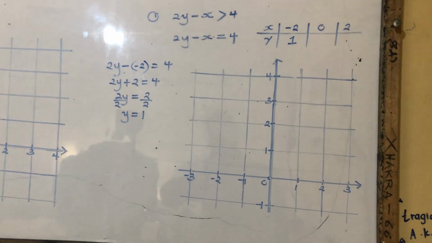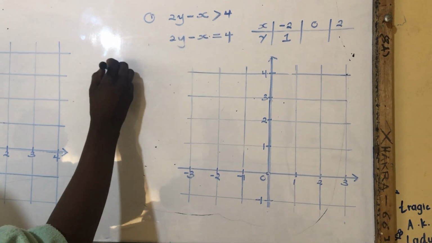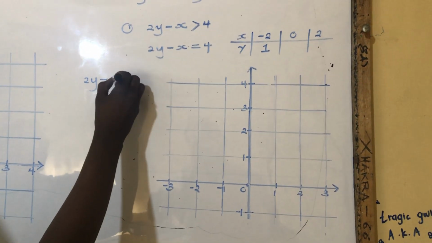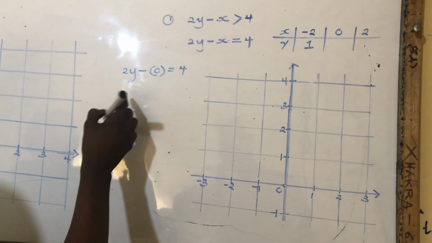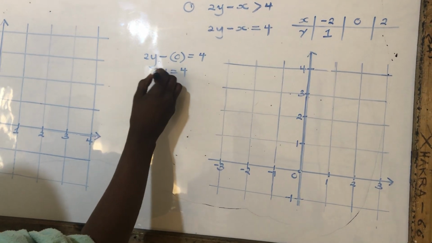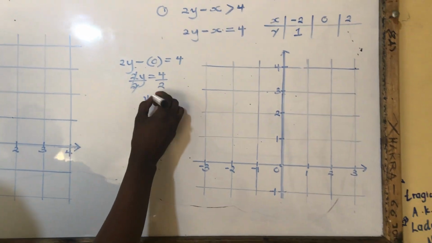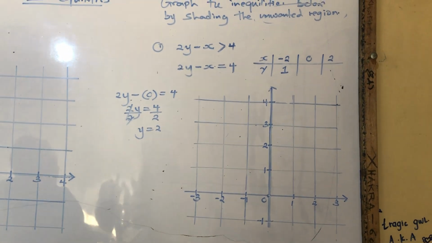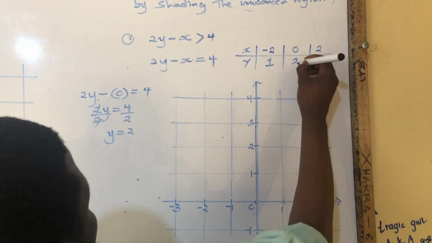Which takes us to the next number, that will be 0. I'll have 2y minus, in the place of the x substitute 0, is equal to 4. This will be 2y is equal to 4. Divide this by 2 and this one here by 2. The value of y becomes 2. So in my table, I will fix my 2 there.